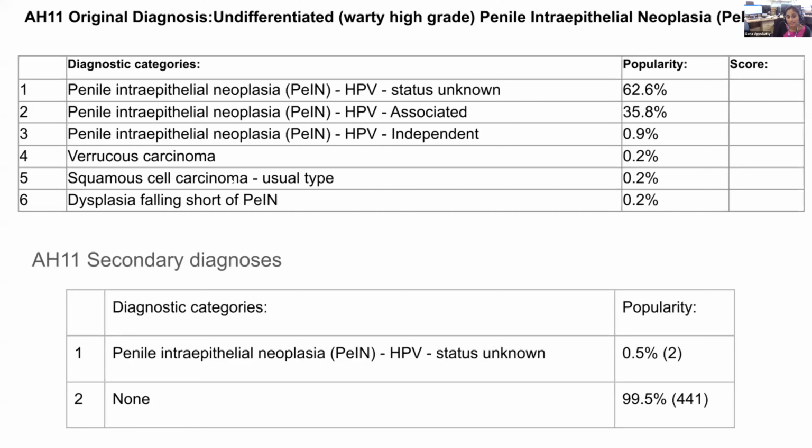Verrucous carcinoma and squamous cell carcinoma, usual type, a bit of an overcall, and dysplasia falling short of PeIN is probably an undercall. So should we go ahead?